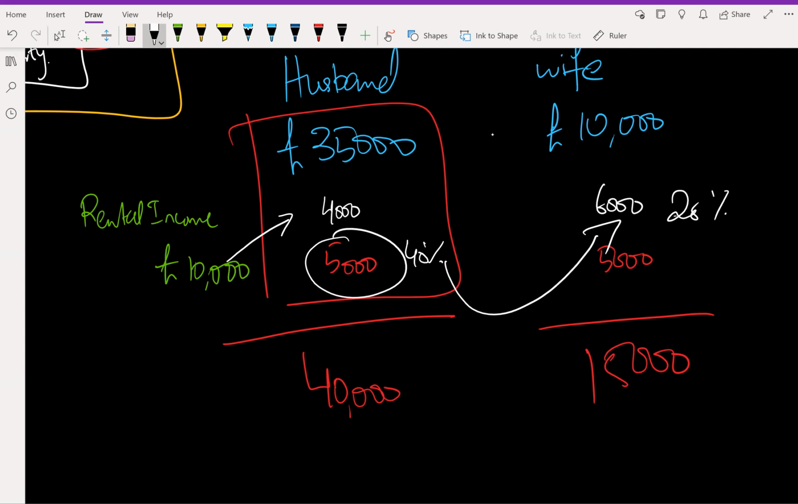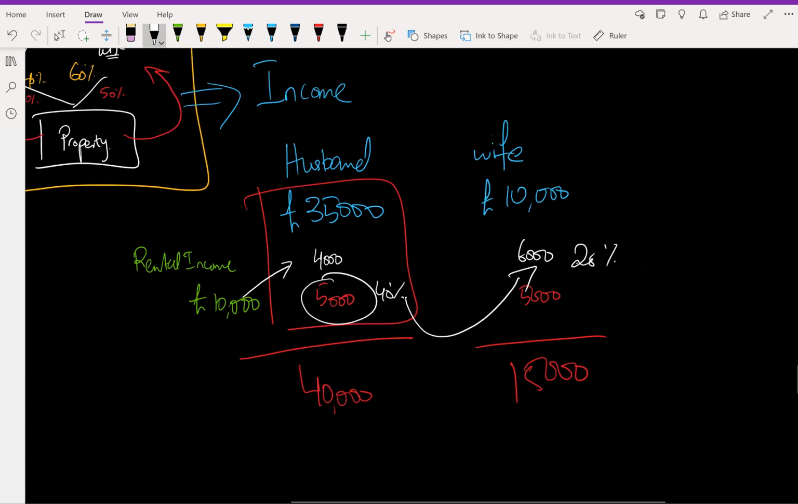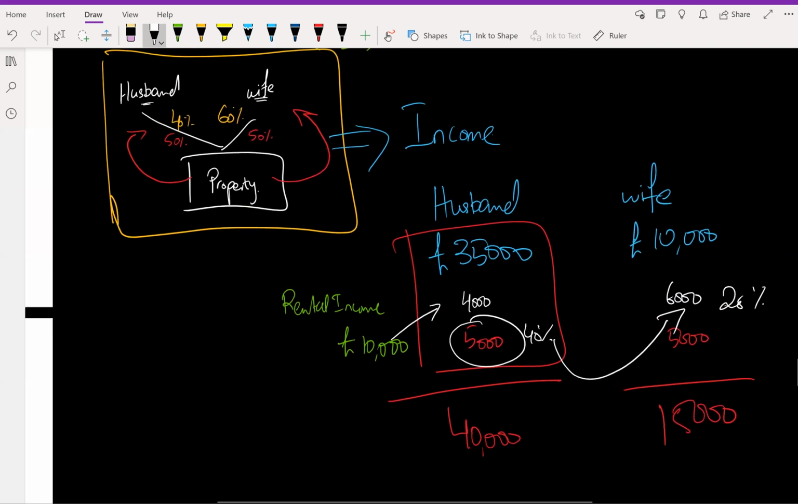You guys understand this? This is just one example. There could be various examples. This is one example of how you can plan for taxation when you have joint ownership along with your wife in the property. Just note this down and then we'll move on to the other part.